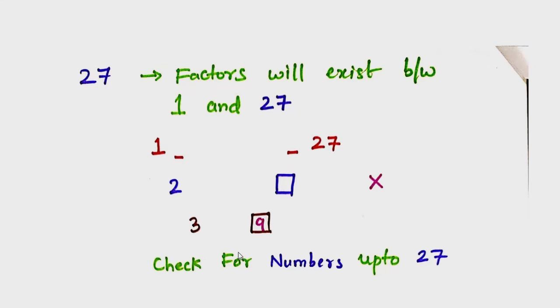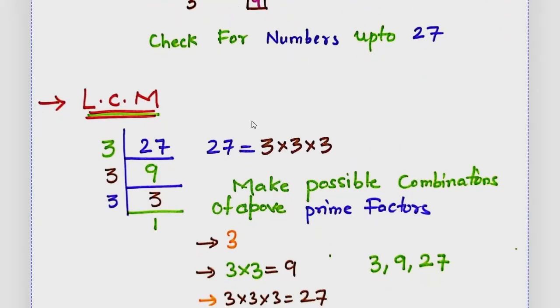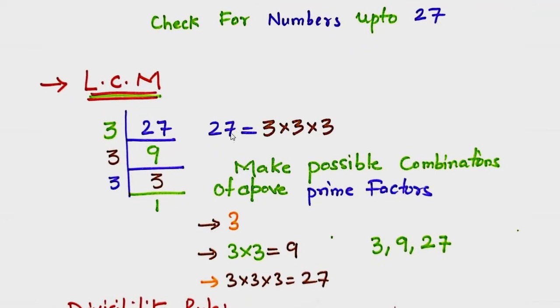We can use LCM in order to find the factors of a number. LCM is nothing but finding prime factors of 27. As you can see, I have got the prime factors of 27, that is 3 cross 3 cross 3. Now what you have to do is make possible combinations of all these prime factors and try to make other composite numbers from these.